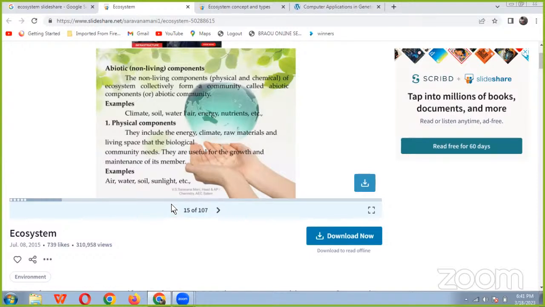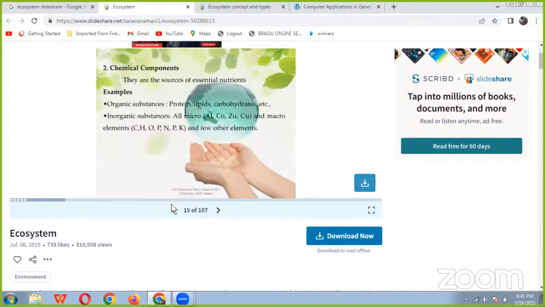What are the physical components? Mainly air, water, soil, sunlight. The physical components include the energy, climate, raw materials, and living space that the biological community needs. These are useful for the growth and maintenance of its members. Mainly water, temperature, wind, light, soil. All are physical components.